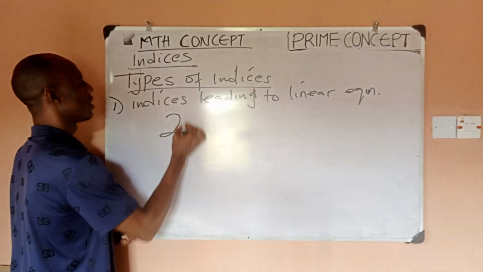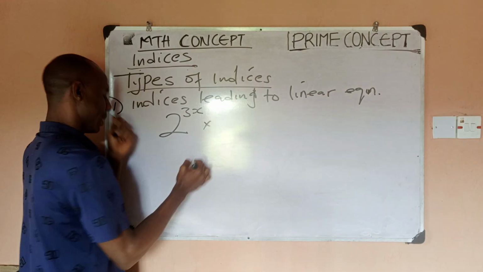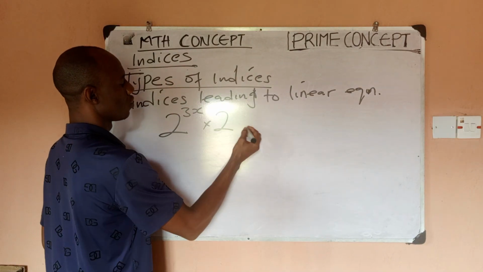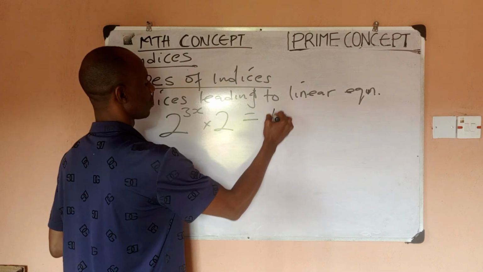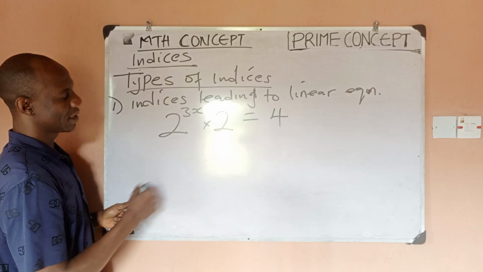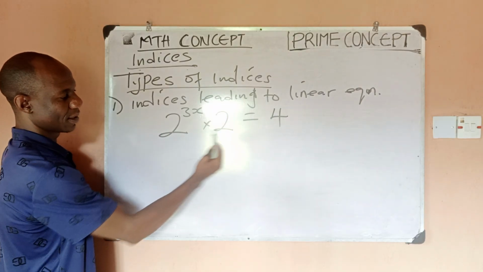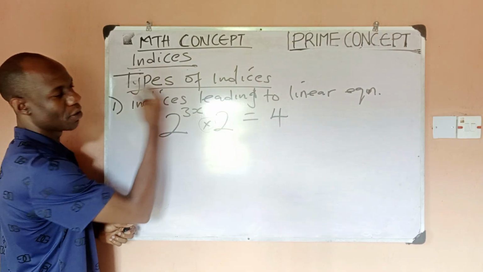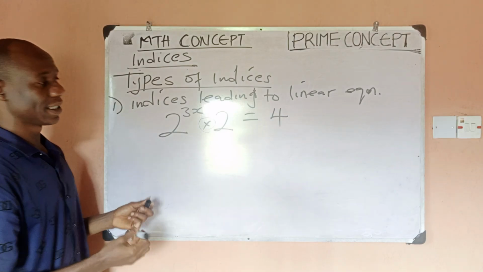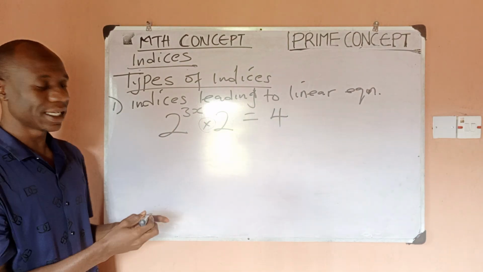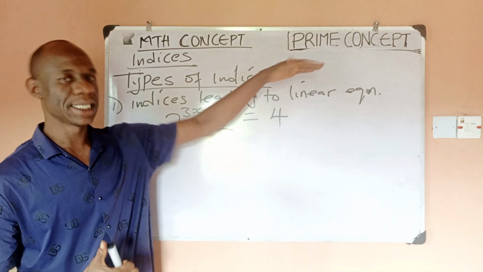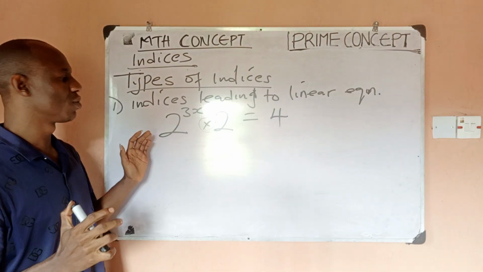Say you have 2 raised to power 3x times 2 equals 4. Now say you have something like this. Now you would notice that these bases are separated by multiplication. So whenever you have this kind of problem, and the power of x is 1, these indices would always lead you to a linear equation.